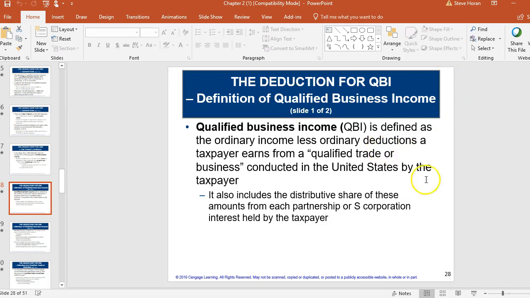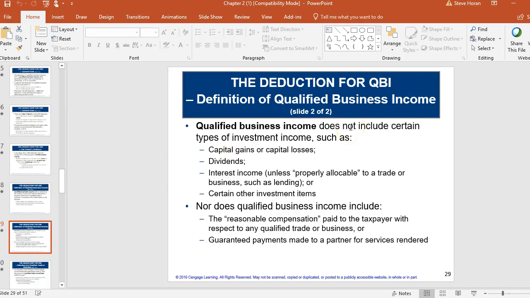Okay, so QBI then, what is QBI? The ordinary income less ordinary deductions the taxpayer earns from a qualified trade or business. Basically, I'm a 1040 filer. I've got some kind of business, sole proprietorship, S corp, partnership, and that's my QBI. That's my qualified business income.